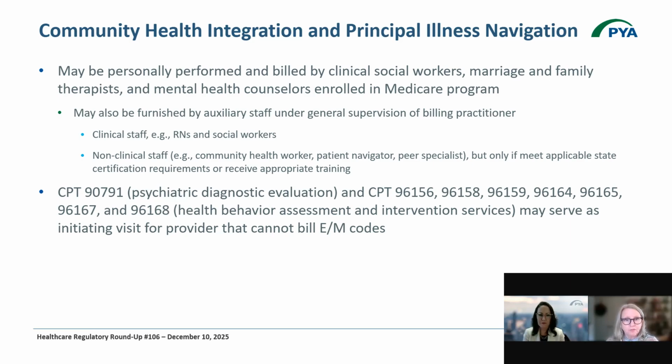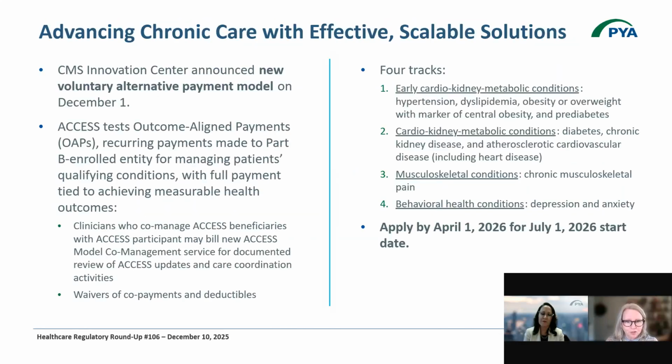And then finally, because we've added the clinical social workers, marriage and family therapists, and mental health counselors, they can't bill E&M codes. So we needed new codes for initiating visits. And so CMS has added 90791, as well as the range of codes for health behavior assessments and intervention services. Those can now be initiating visits for CHI and PIN, either when they're billed by these behavioral health providers, as well as billing practitioners as well.